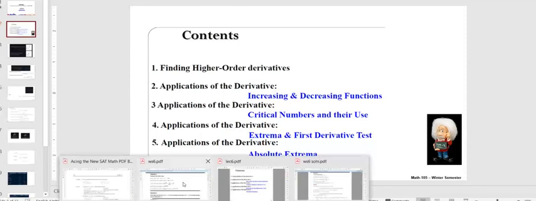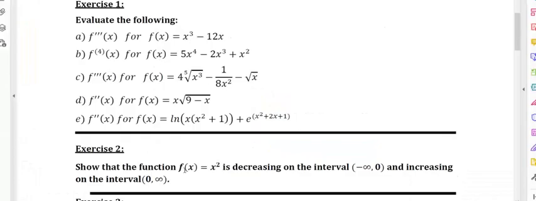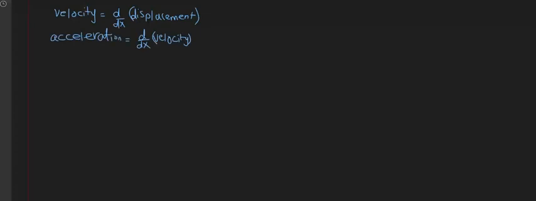So let's go with the higher derivatives. We know that the need for higher derivatives arises in applications, like the famous application in physics. We know that the velocity is the rate of change of the displacement, or the derivative of the displacement, and moreover the acceleration is the rate of change of the velocity, or we might call it the second derivative. So we needed the higher derivative for the displacement.